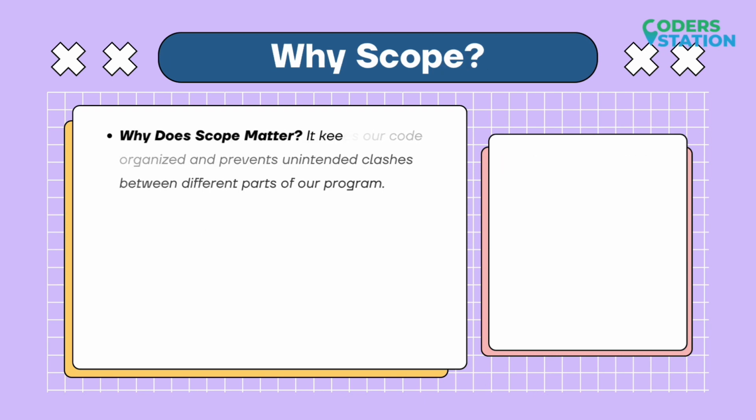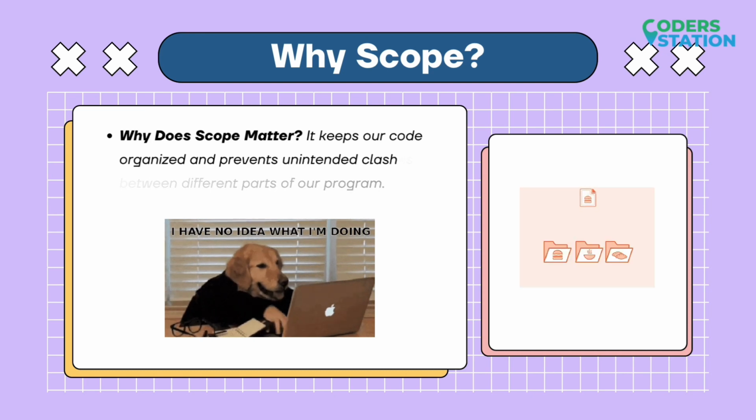Why does scope matter? It keeps our code organized and prevents unintended clashes between different parts of a program.